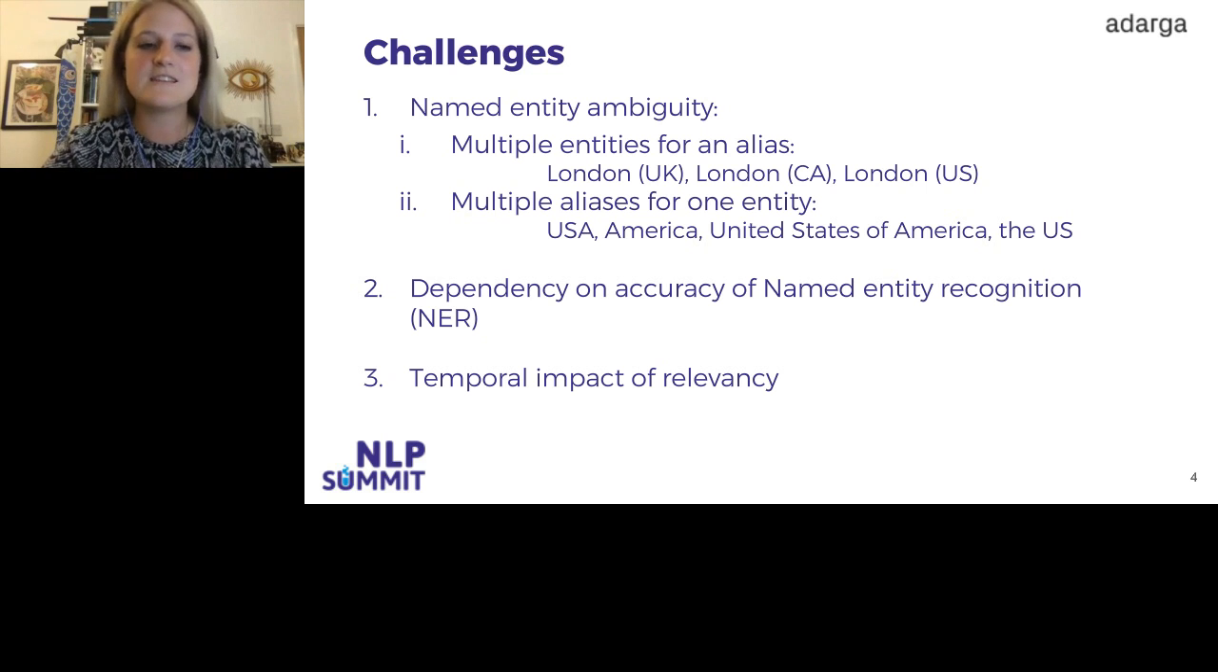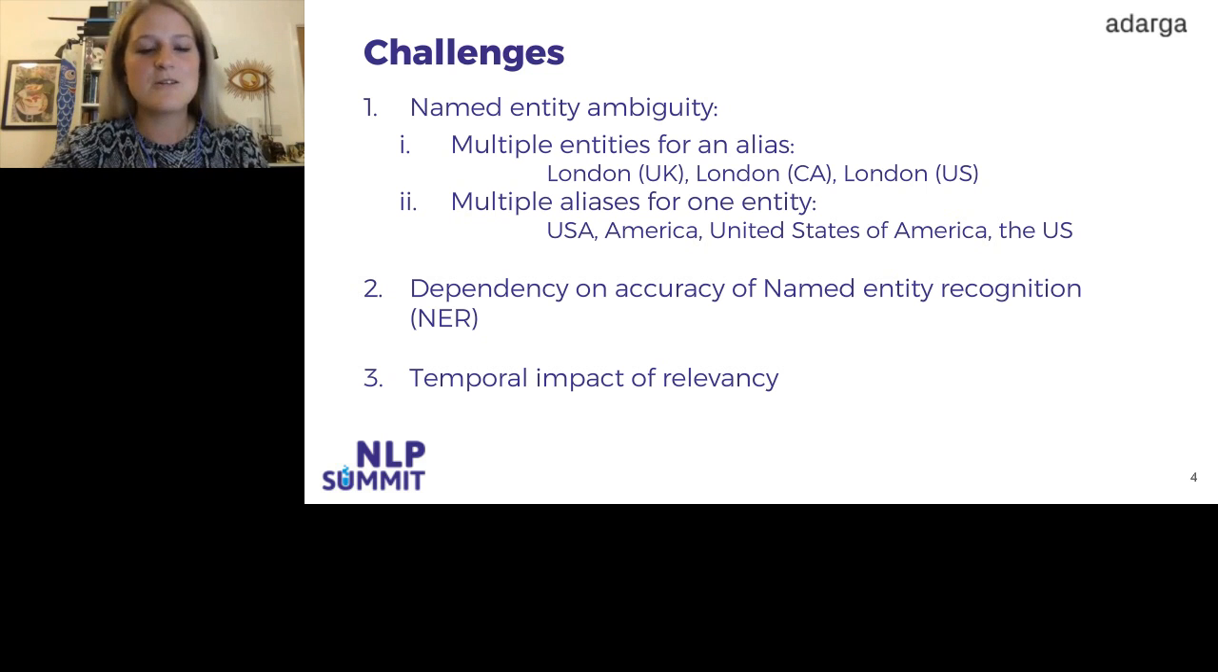And then there's also the case in which multiple aliases may be used for one entity. This is also called name variation. In this case, it could be something like USA, America, United States of America, or just the US used to represent the United States, which is yet another reference to that named entity. Second of all, we're entirely dependent on the accuracy of our underlying named entity recognition system, which is defining the entities themselves. There's the age-old garbage in, garbage out problem. So if your underlying system is not performing well, you can't expect the system following it to do better. So we're really dependent on that sort of performance.